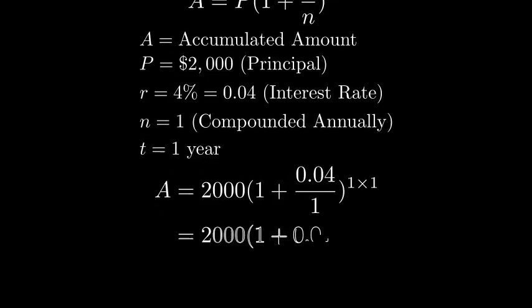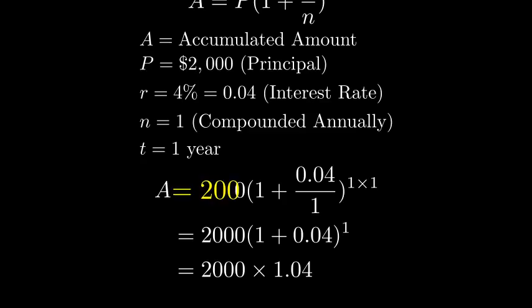Let's substitute these values into our formula. We start with our principal of 2,000. Then inside the parentheses, we have 1 plus our interest rate of 0.04 divided by 1, all raised to the power of 1 times 1. Now, let's solve this step by step.